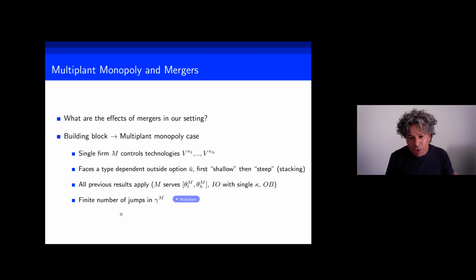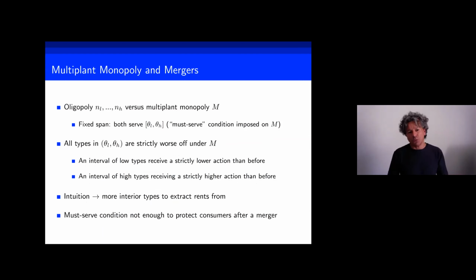Once we have this benchmark case, then here's what we do. We say, well, suppose that we have an oligopoly where each firm controls one technology, and we compare this with the solution of the multi-plant monopoly. Think of this as a merger of all the firms. And we do two things.